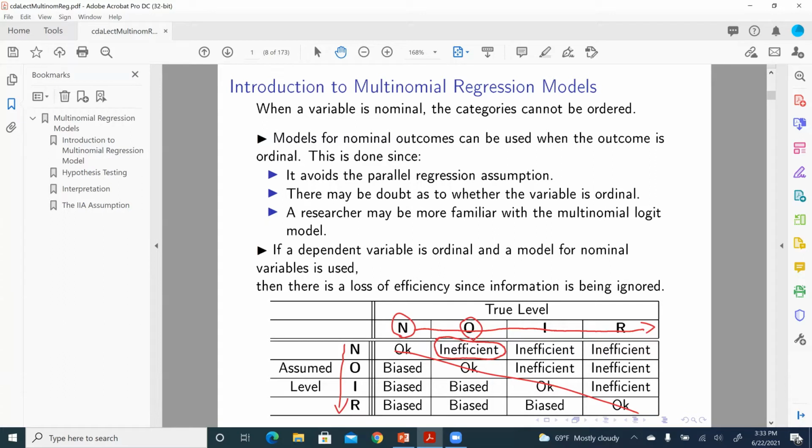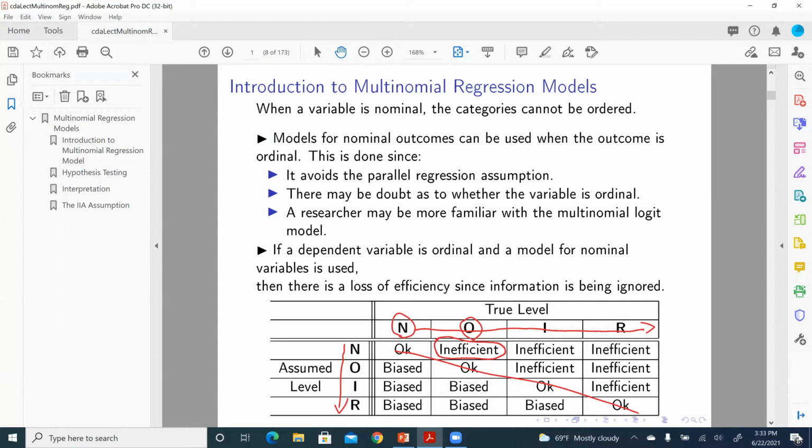Well, let's flip it. What's going to happen if the assumed level is more quantitative than the true level, and we used a modeling technique designed for the more quantitative level of measurement for the less quantitative true level measurement?